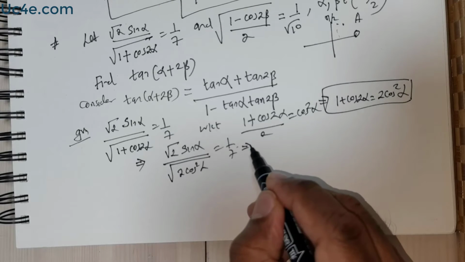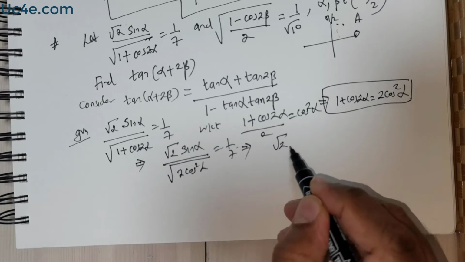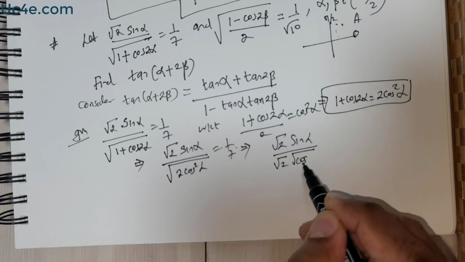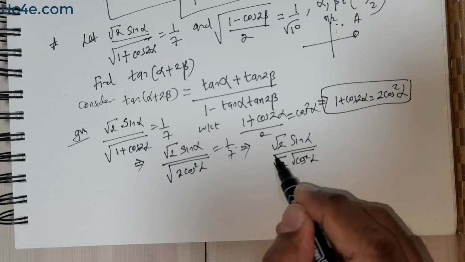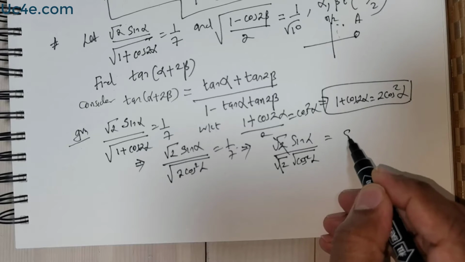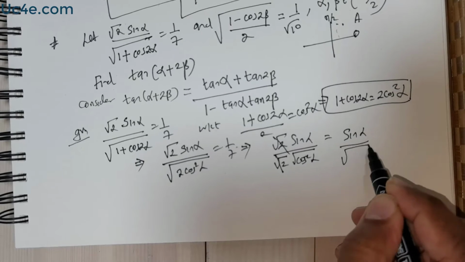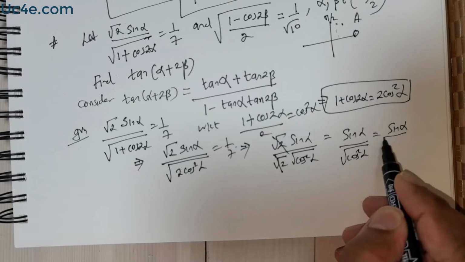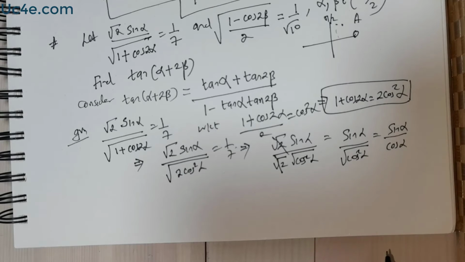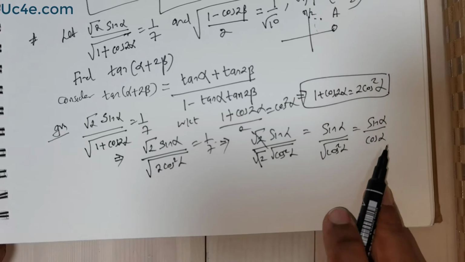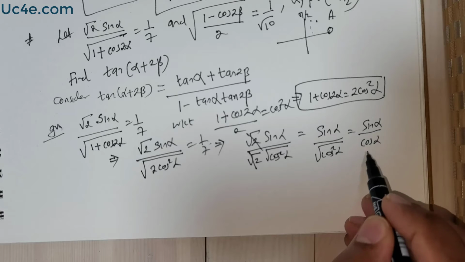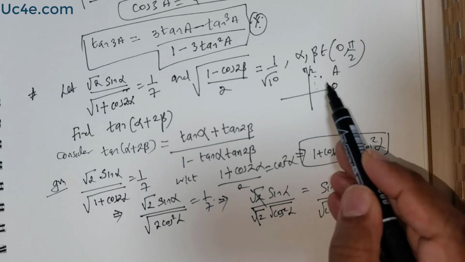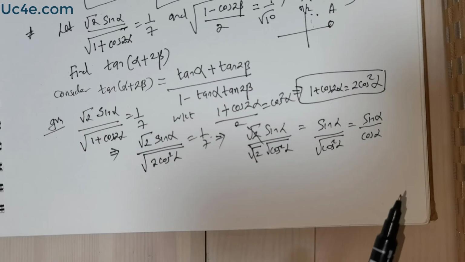I can further rewrite this as root 2 sine alpha divided by root 2 times root of cos squared alpha. The 2 gets cancelled, giving me sine alpha divided by root of cos squared alpha, which is equal to sine alpha divided by cos alpha. Now why am I taking it as cos alpha? You might be asking me why I am not using modulus, but we are given that alpha and beta are present in the first quadrant, right?